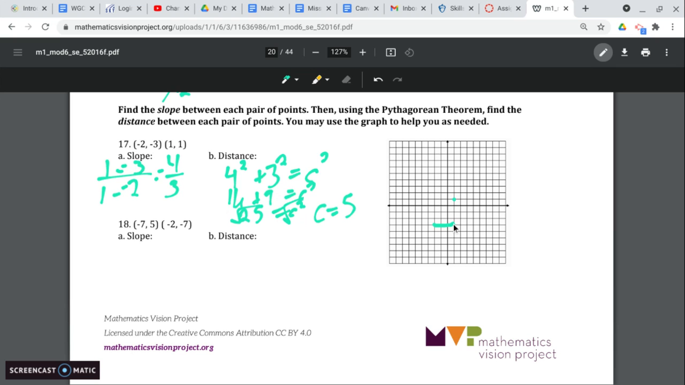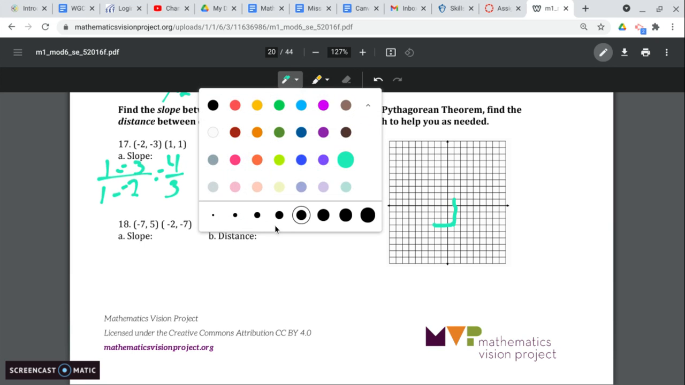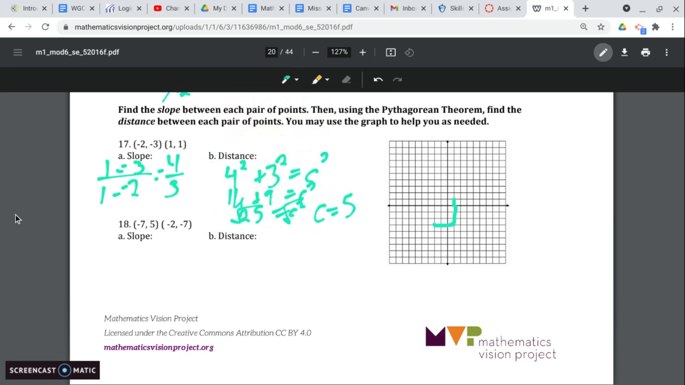And then going up, 1, 2, 3, 4. Notice that's the 4 in your slope. So then the diagonal, the distance that we found, would be the hypotenuse of the triangle. So that was the 5. So that's 5 right there.